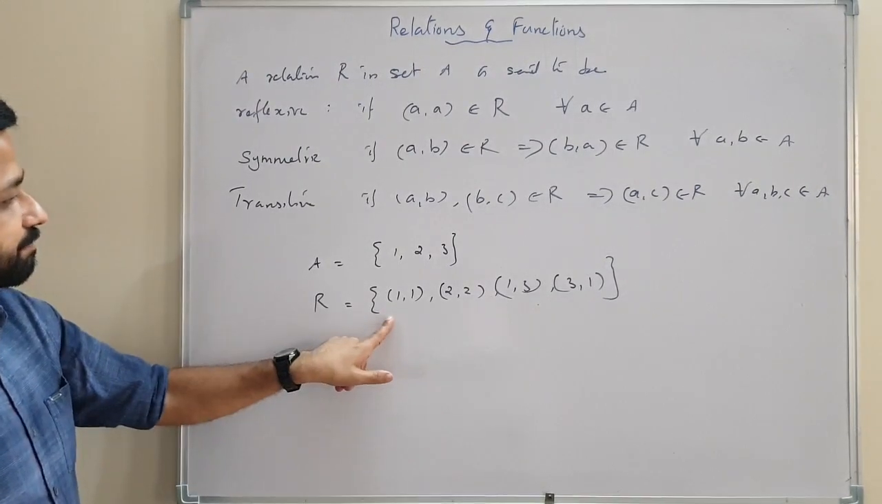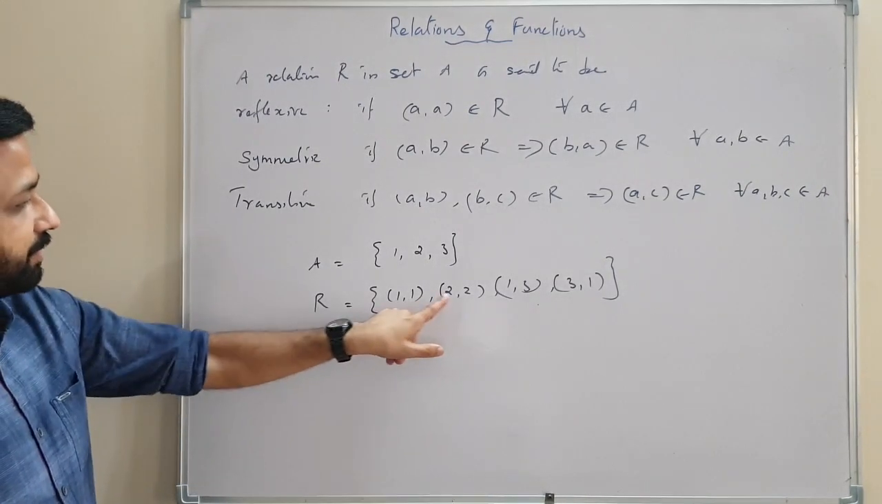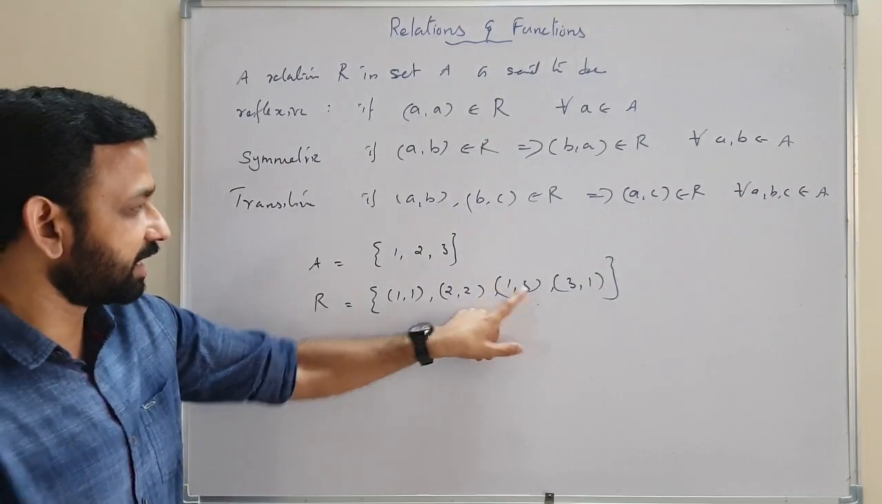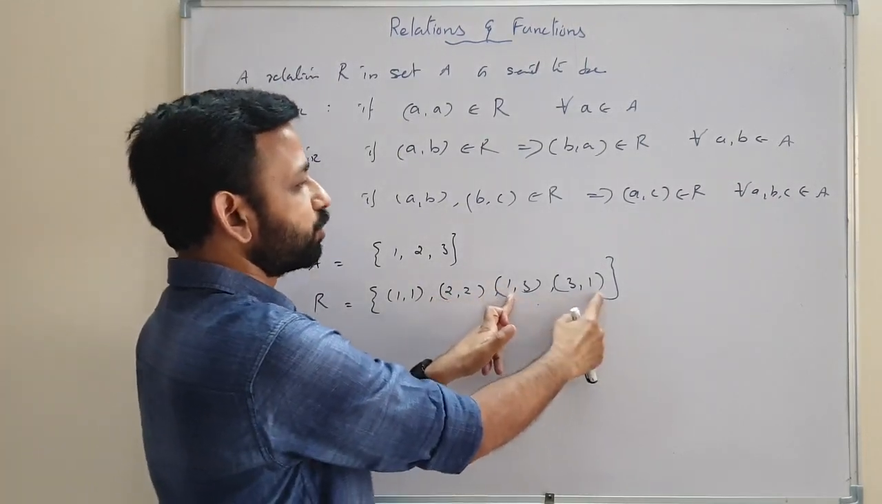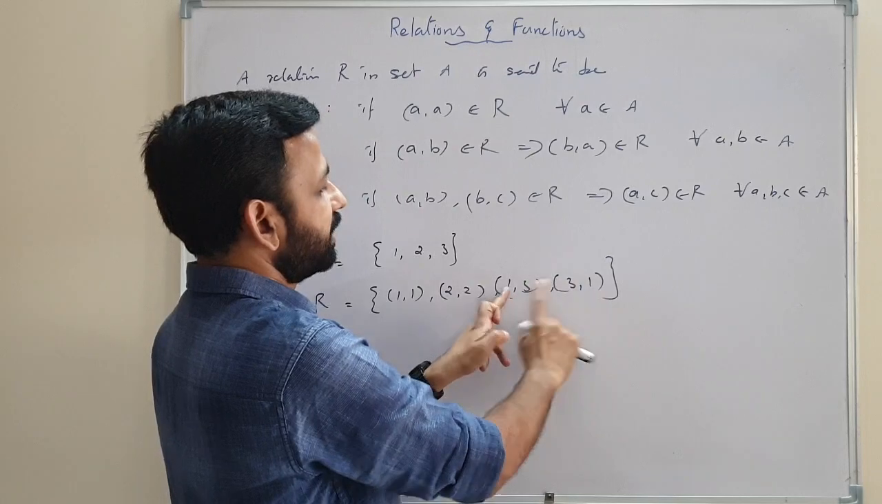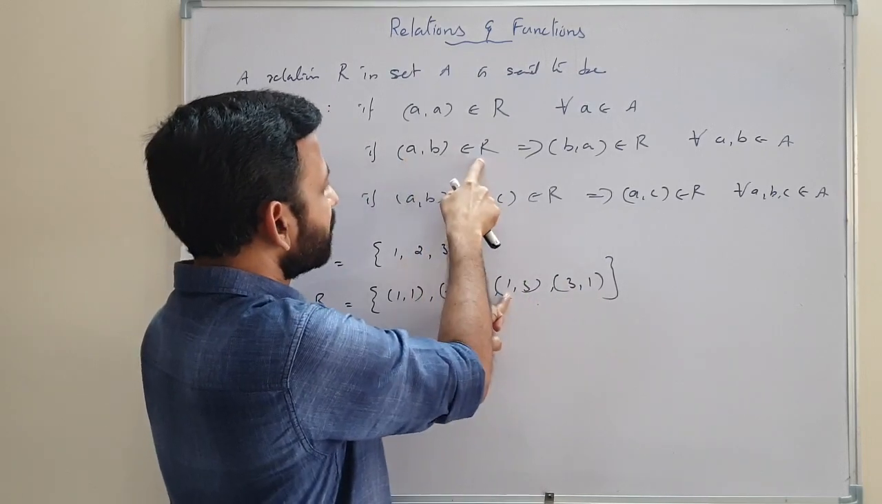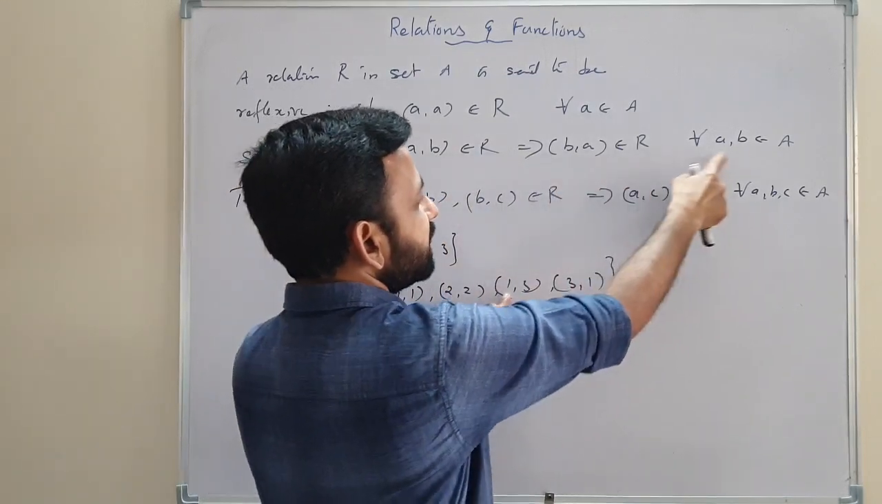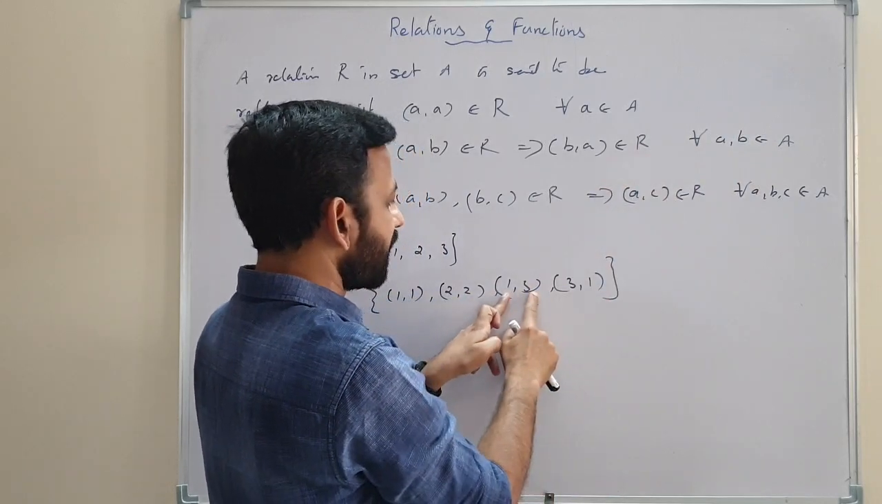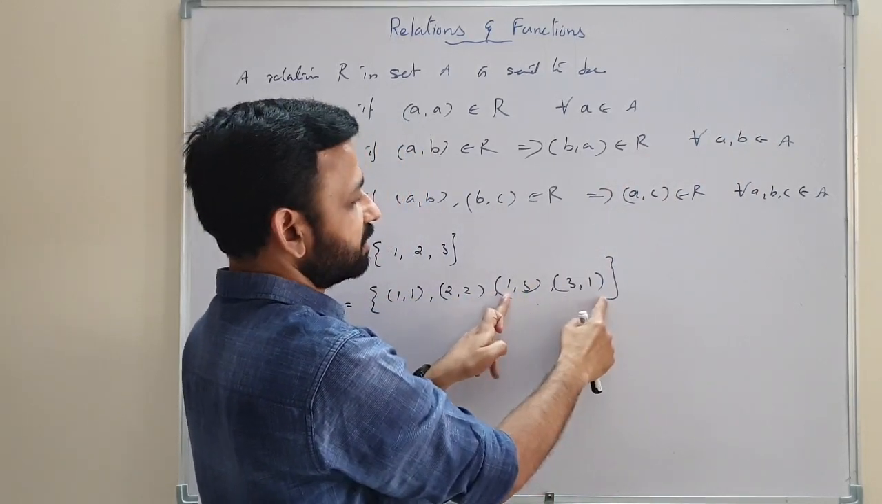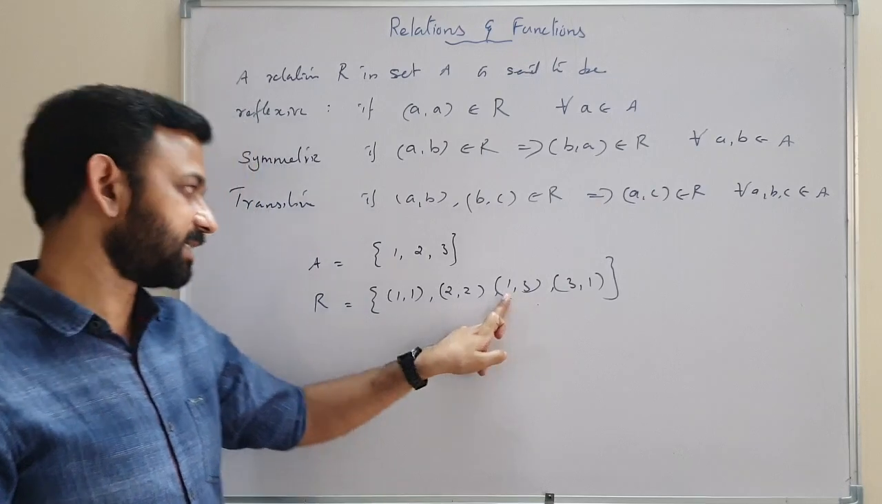Then symmetric. (1, 1), (1, 2), (2, 2). Then (1, 3) is there. If (1, 3) is there, then (3, 1) should be there. Yes, (3, 1) is there. If (a, b) belongs to R implies (b, a) belongs to R, then it is symmetric. So (1, 3) belongs to R, then (3, 1) is also there. So this is a symmetric relation.